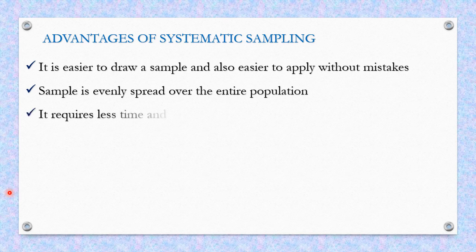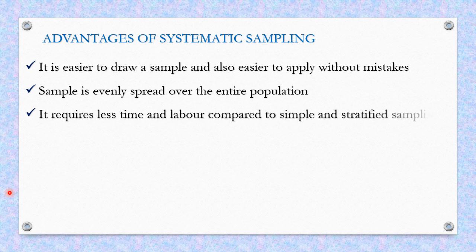It requires less time and labor compared to simple and stratified sampling methods. In simple random sampling and stratified random sampling, samples need to be taken each and every time, but in systematic sampling you just need to select once and you get the whole group.